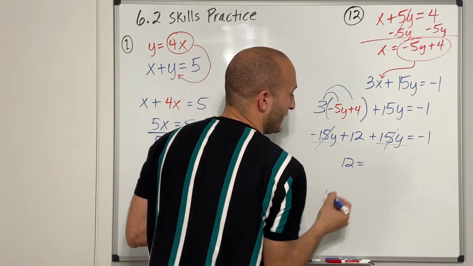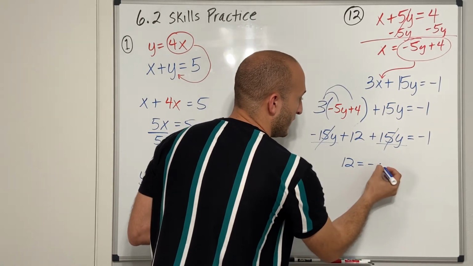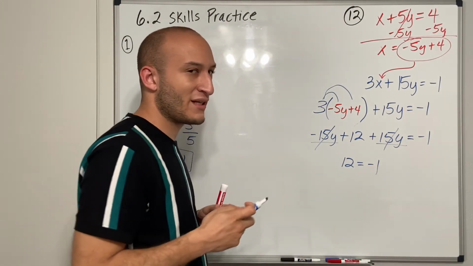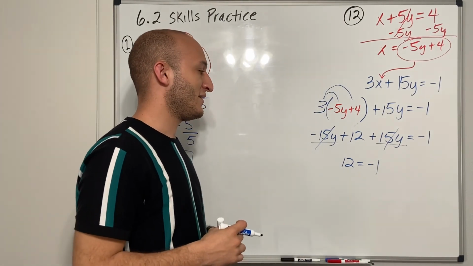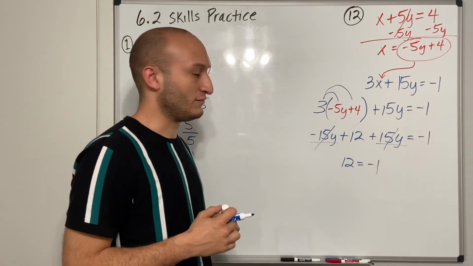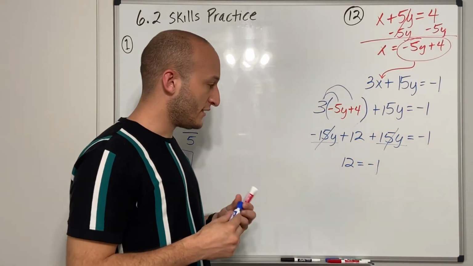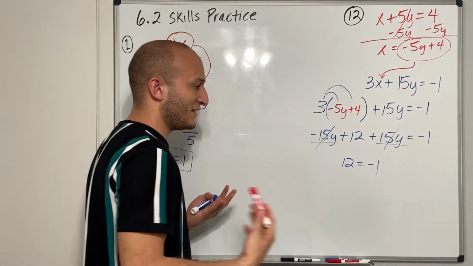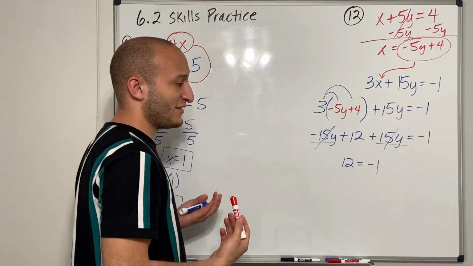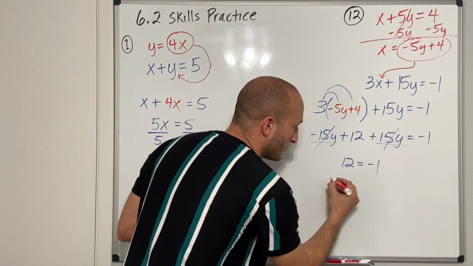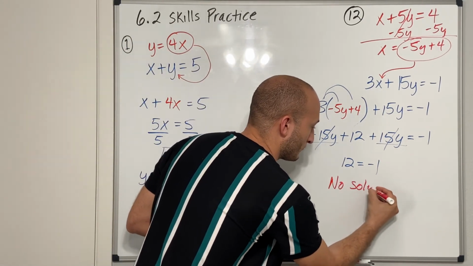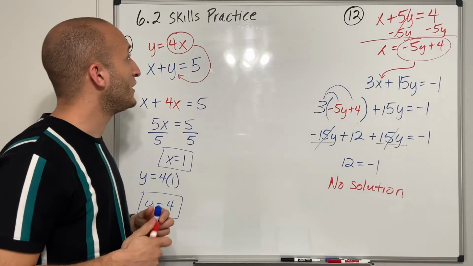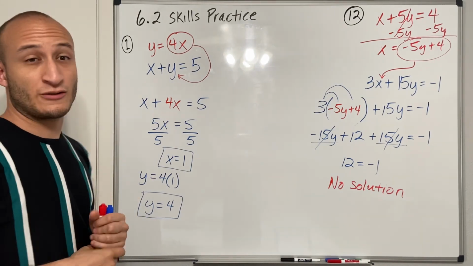Okay? So I end up with 12 equals negative 1. Now, does 12 ever equal negative 1? Can I ever say 12 is the same as negative 1? Impossible. So this would be a no solution. So whenever you get two numbers that are not the same equaling each other, this is going to be a no solution. And that's how we work out the problems for 6.2 skills practice.